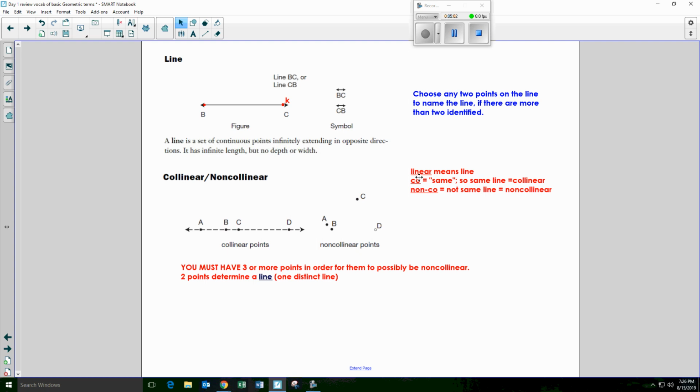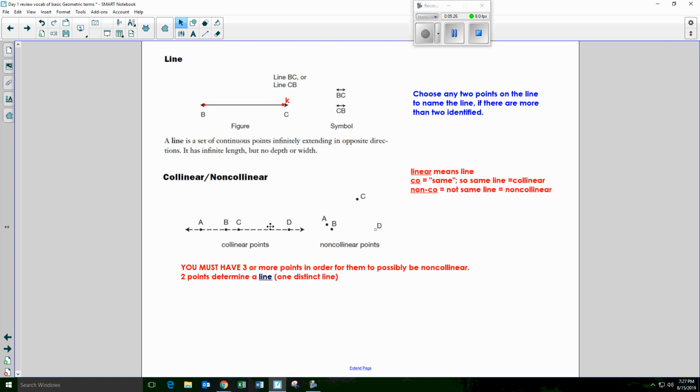You drew or graphed linear equations a lot, and you named them. You came up with the equation of lines themselves. So linear should be very familiar. That means line to you. Co means same line. Non means not. So non-collinear would be not the same line.